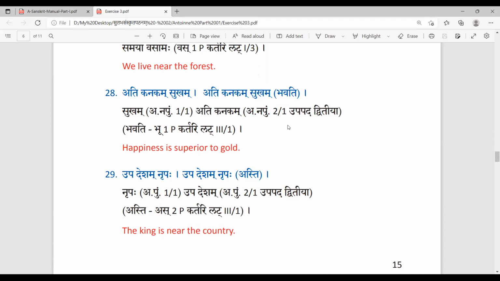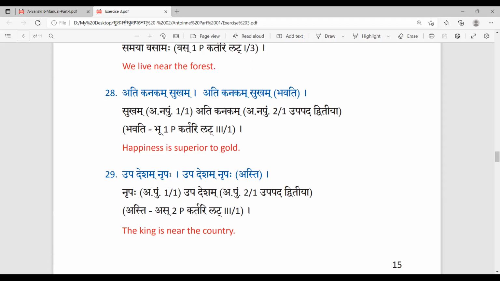Sukham, we should write like superior. That comparison, when it comes, we have to use Dvitiya Vibhakti. Is it so? No, the Ati, the upapadam, governs Dvitiya Vibhakti, so not because of comparison. Comparison is Panchami also. Yes, Panchami, that is different. We have learnt it: kanakat sukham baliyaha, something like that. But anyway, here it is Ati, the upapadam, which governs kanakam in Dvitiya Vibhakti.